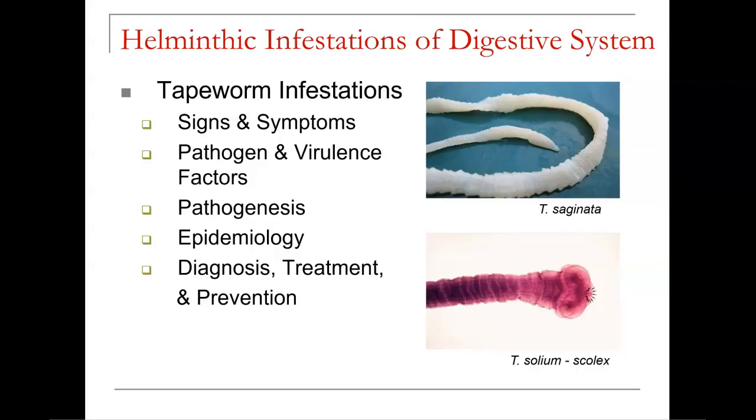For diagnosis, you have the presence of proglottids in your fecal sample. To treat it, you're going to use anti-helminthic drugs, or drugs that treat for worms. And sometimes you might have surgery, but that's going to be rare. To prevent this, thoroughly cook your food or freeze your meats, thoroughly inspect the meats, and have good sewage treatment.